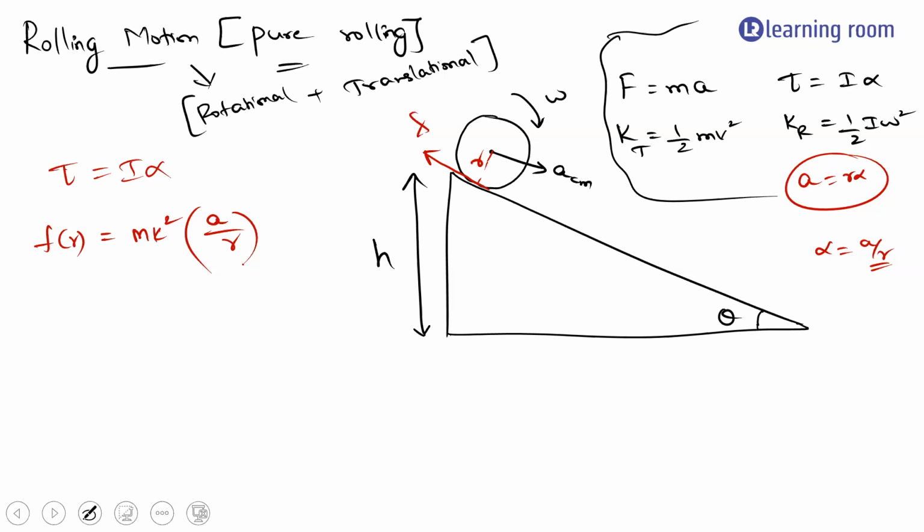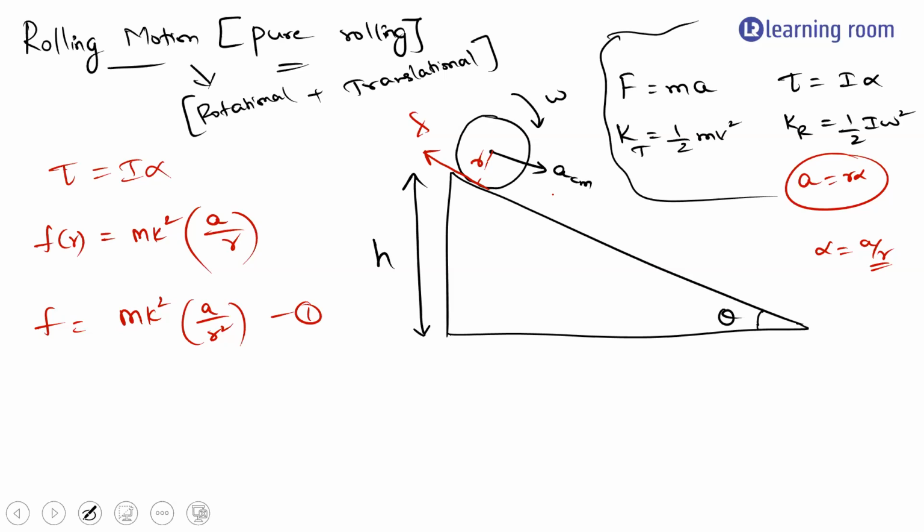So what will be the value of the frictional force? It will be mk square into a divided by R square. Can I write this as equation number 1? Mk square into a divided by R square. This is from the rotational motion. Now what I do is I write the equation from the translational motion.